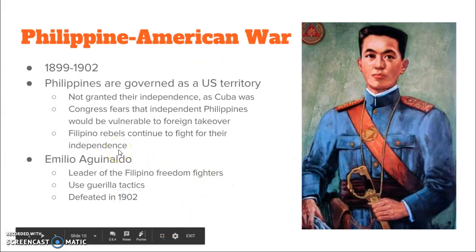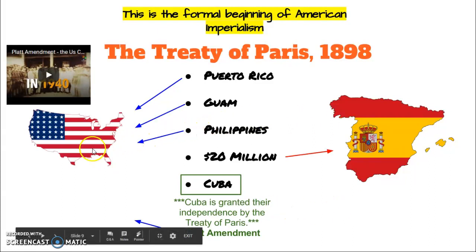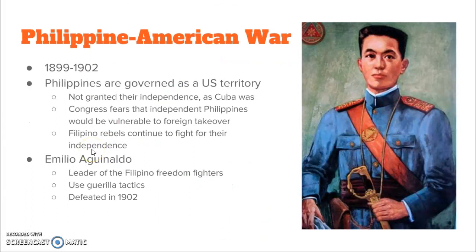Okay. So Cuba has its independence. However, the Philippines does not. If you remember this nice diagram, the Philippines becomes an imperial possession of the United States. The Filipinos don't like this. So instead of ending the fighting in 1898, after the Treaty of Paris is signed, the Filipino freedom fighters basically just keep on fighting.